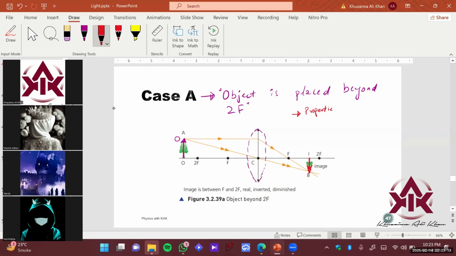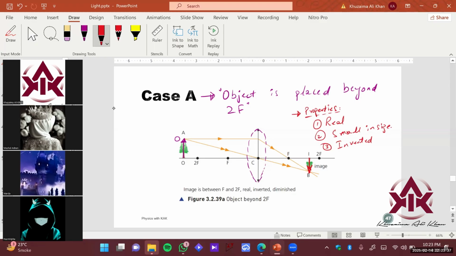You can see here the image is flipped, right? So if the image is flipped, it is real, because the real image is flipped vertically. And again, you can see it is small in size. You can compare the size also, okay? It is diminished. It is small in size, and it is inverted, right?